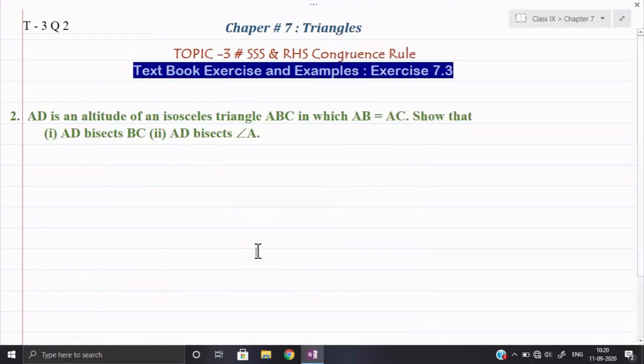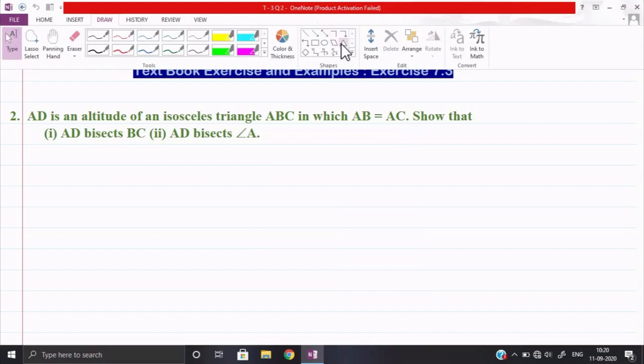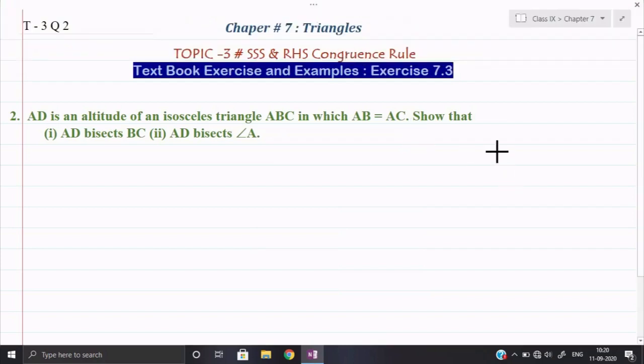AD is an altitude of an isosceles triangle ABC in which AB and AC are equal. Show that AD bisects BC and AD bisects angle A. First of all, we need to draw the figure because in this question the figure is not given to us. So let us draw one triangle first.